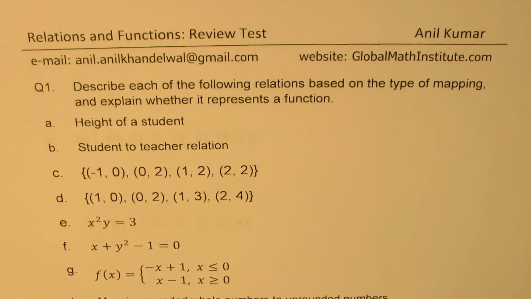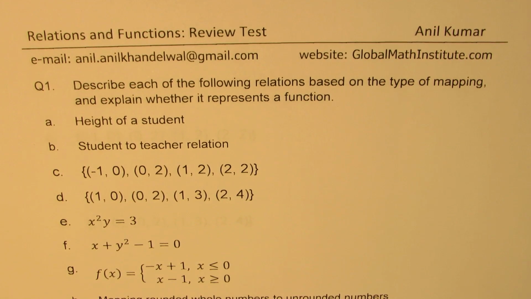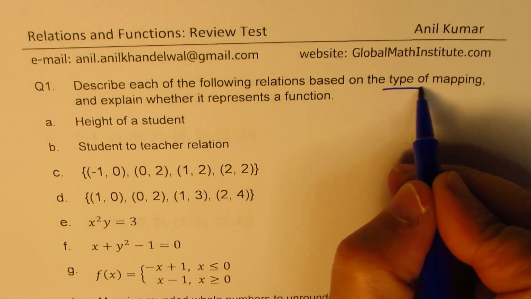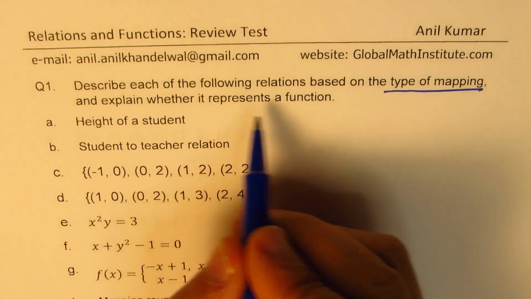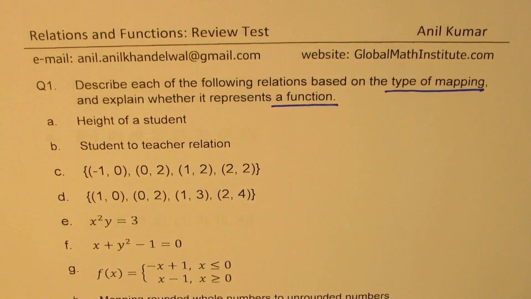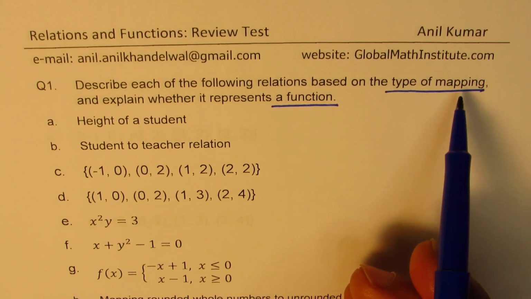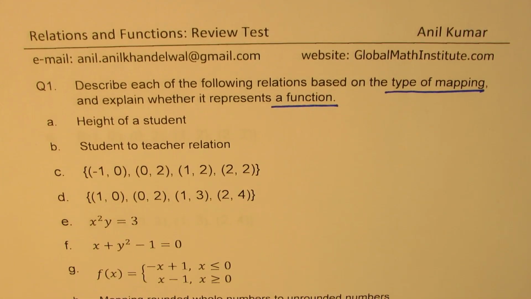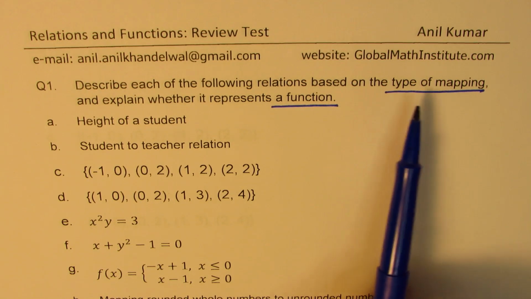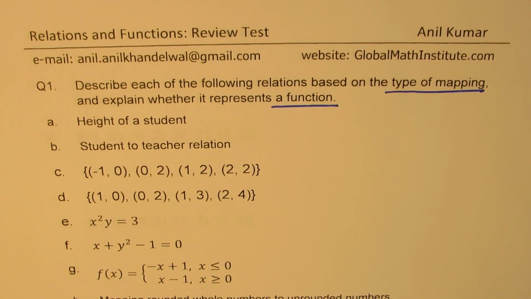Here is question number 1. I'd like you to pause the video, copy this question, work it out, and then look into my suggestions. Question number 1 here is, describe each of the following relations based on the type of mapping, right? Based on the type of mapping, and explain whether it represents a function or not. So as far as mapping is concerned, we know there are 4 types of mappings. One to one, one to many, many to one, and many to many.